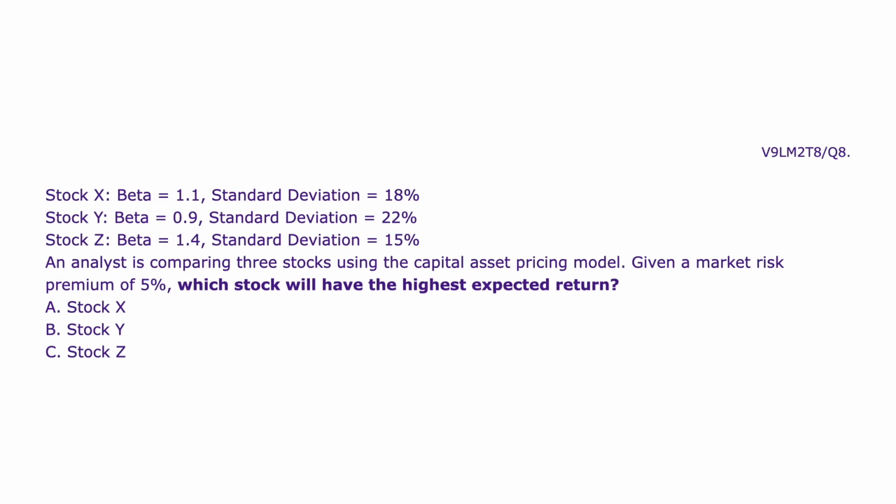Stock X, beta equals 1.1, standard deviation equals 18%. Stock Y, beta equals 0.9, standard deviation equals 22%. Stock Z, beta equals 1.4, standard deviation equals 15%. An analyst is comparing three stocks using the capital asset pricing model. Given a market risk premium of 5%, which stock will have the highest expected return? A. Stock X, B. Stock Y, C. Stock Z.